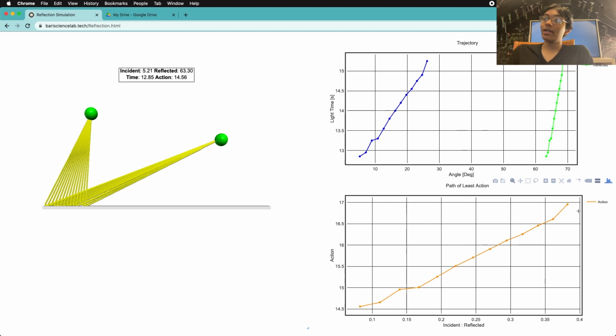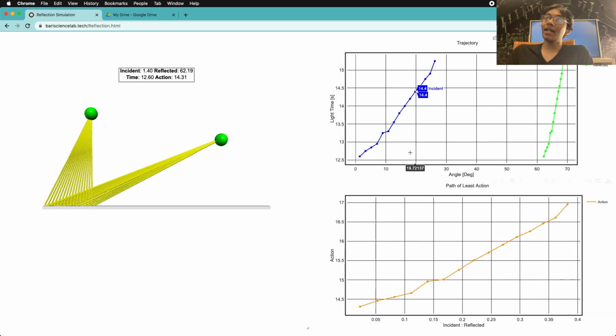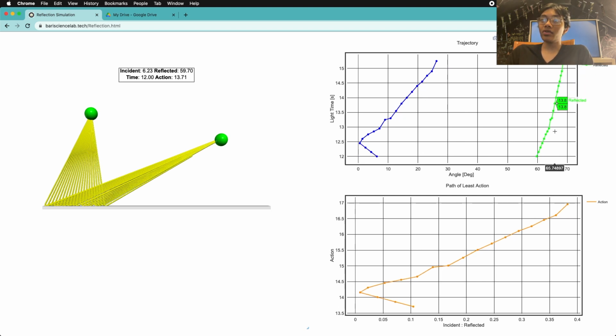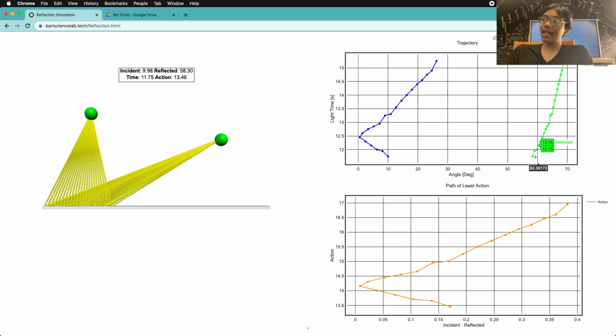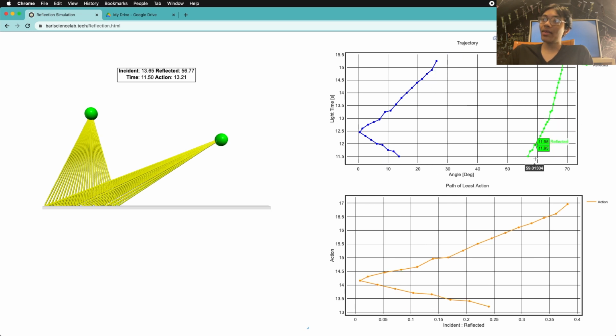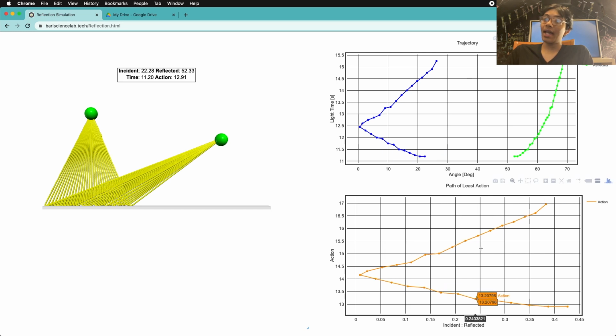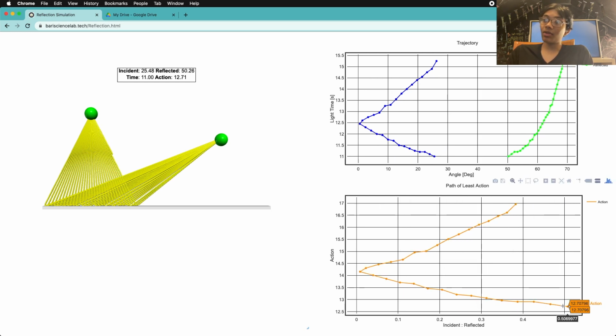Okay, great. So what you're about to see is my angle of incidence and reflection converge upon each other. And you can see as they approach one another, this green and blue graph get closer and closer together. And my action is becoming smaller and smaller.